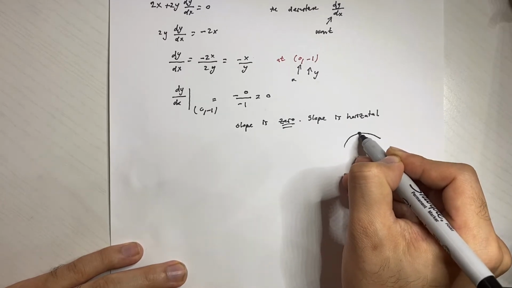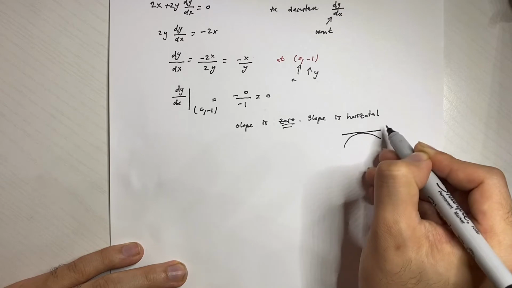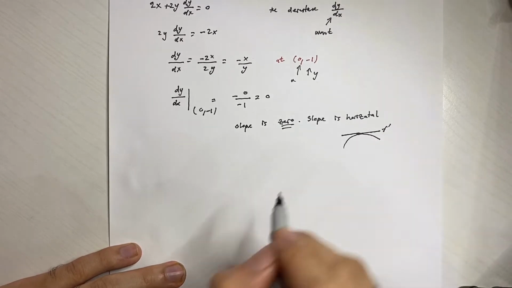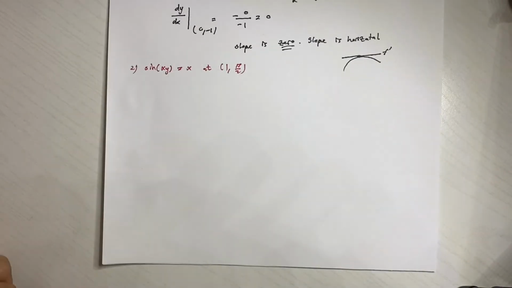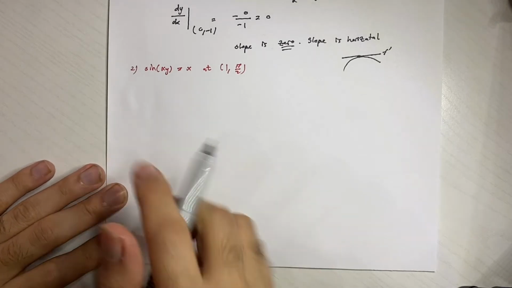So this is a graph, a sketch. What does it look like? The point is exactly at a peak or a minimum, and the derivative is just 0.